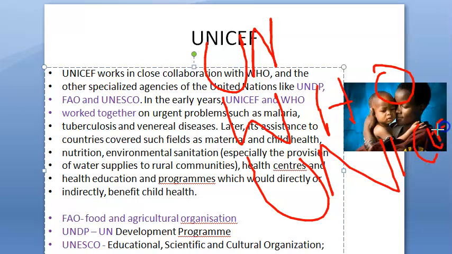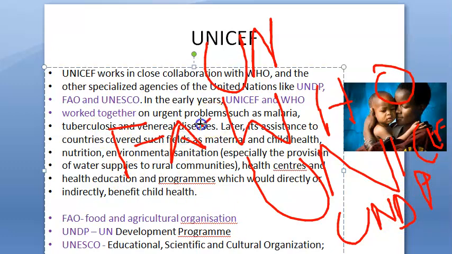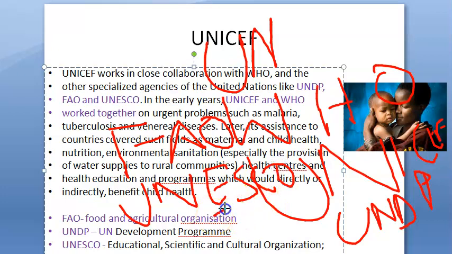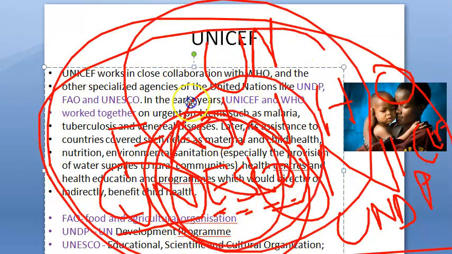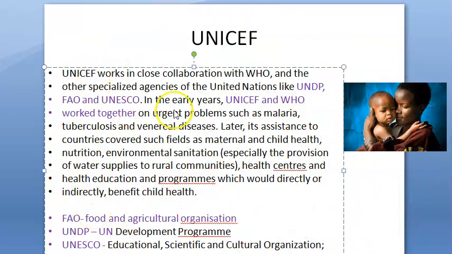There are many specialized agencies like UNDP, the United Nations Development Program. Then you have FAO, the Food and Agricultural Organization. Then you have UNESCO, the United Nations Educational, Scientific and Cultural Organization. All these work in close collaboration. Understood, right? That's it. Let's move to the next slide.